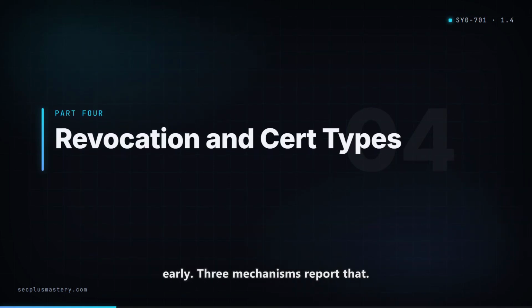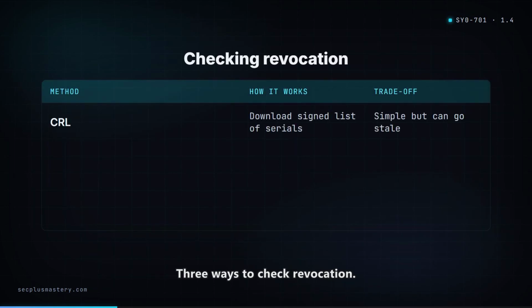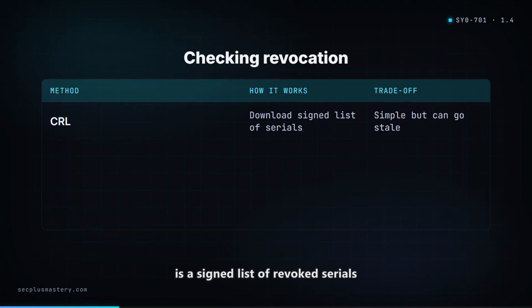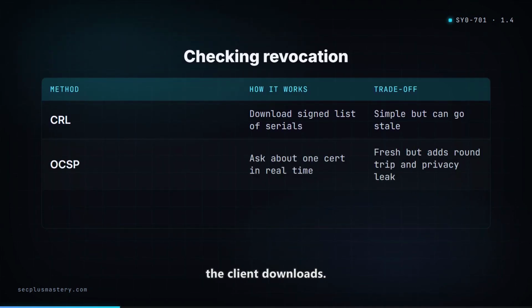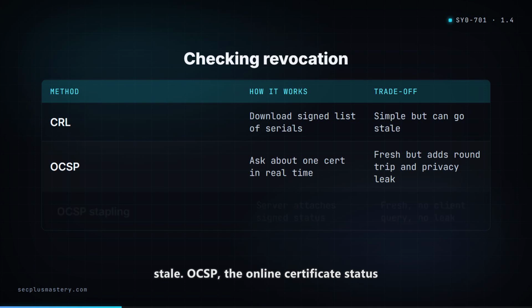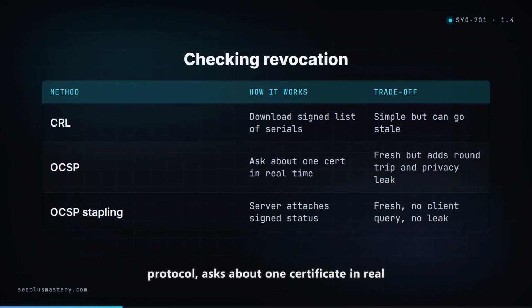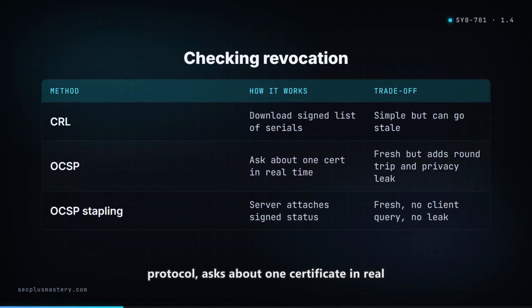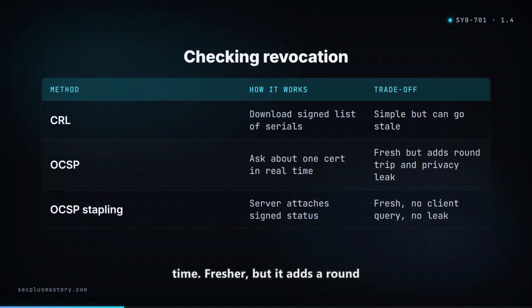Three ways to check revocation: a CRL, a certificate revocation list, is a signed list of revoked serials the client downloads. Simple, but can grow large and go stale. OCSP, the Online Certificate Status Protocol, asks about one certificate in real time. Fresher, but it adds a round trip and leaks which sites you visit.